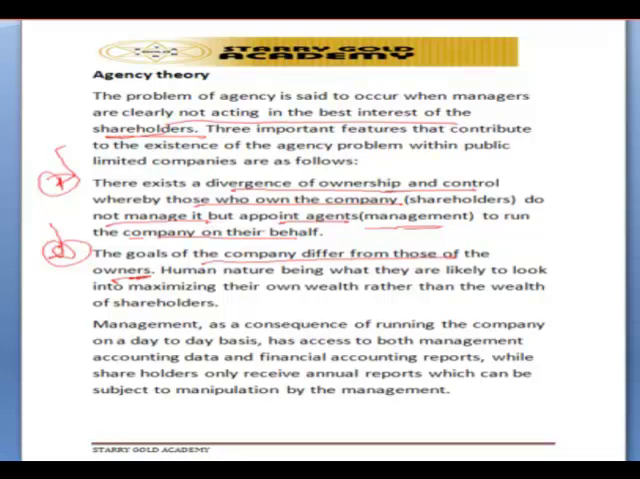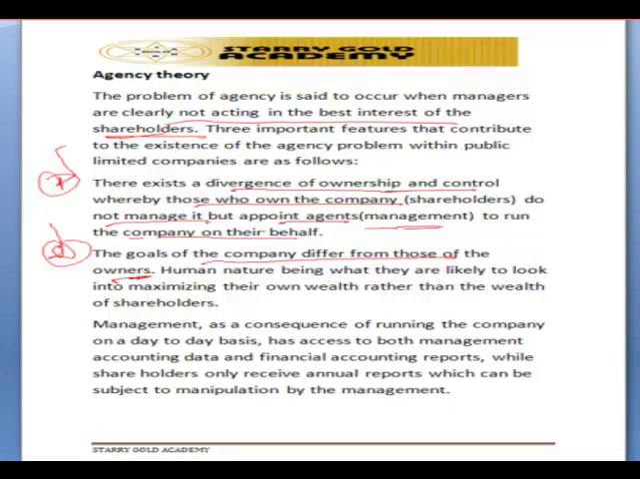What do we mean by that? The goal of the company could be survival. The owners of the company may just want to maximize shareholders' wealth. The goal of the company could be expansion or more detailed strategic objectives, which may not be in line with the goal of the owner of the company. So there is always a conflicting goal between the owners of the company and the company itself.